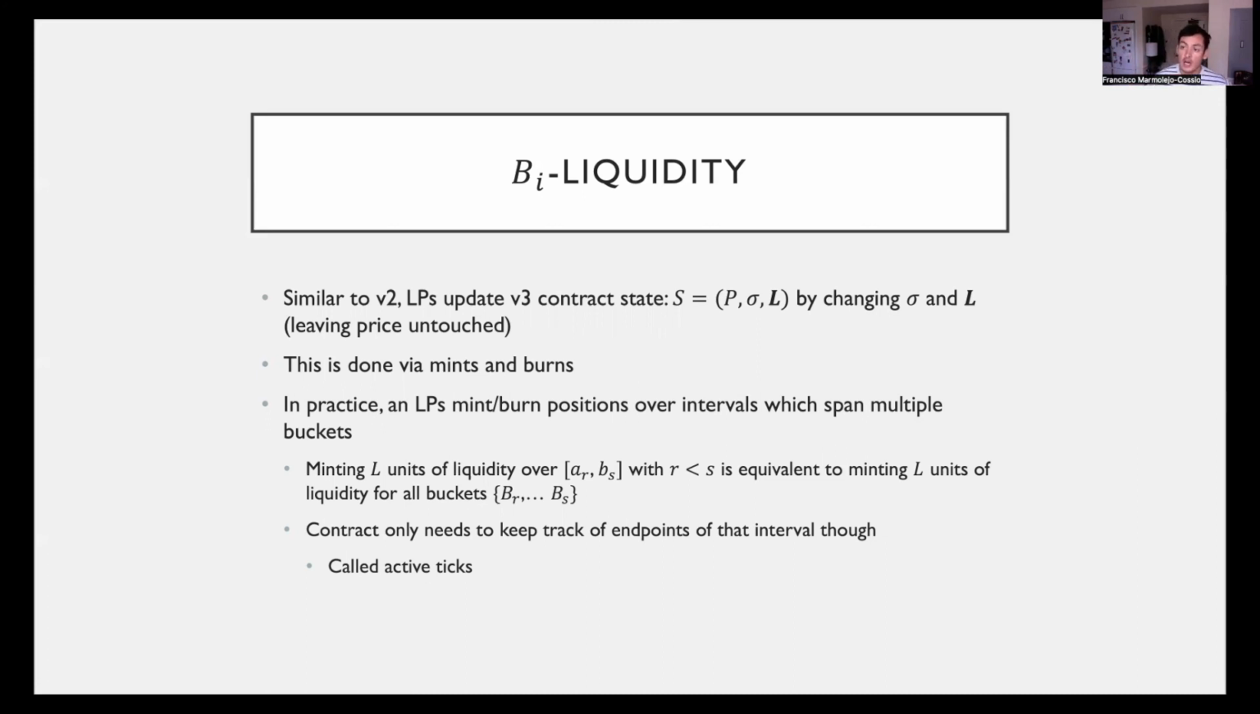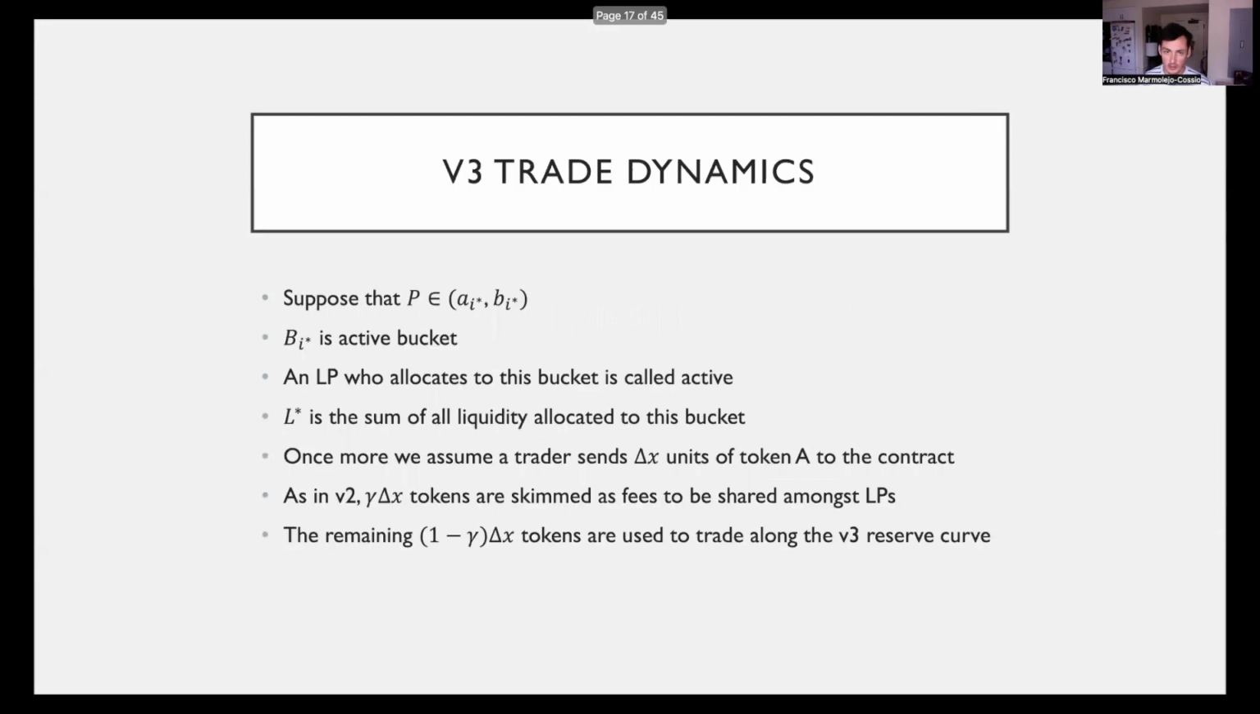But the contract itself really only needs to keep track of the endpoints of the interval that I'm allocating liquidity to. And these endpoints, in this case R and S, AR and BS in the example above, are what we call active ticks. So that's kind of the dynamics of minting and burning liquidity. Trading is a little bit more complicated to express, but intuitively, it's very similar to V2.